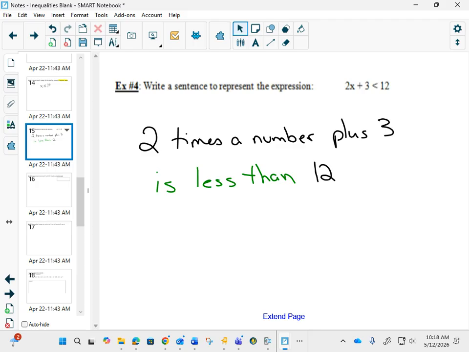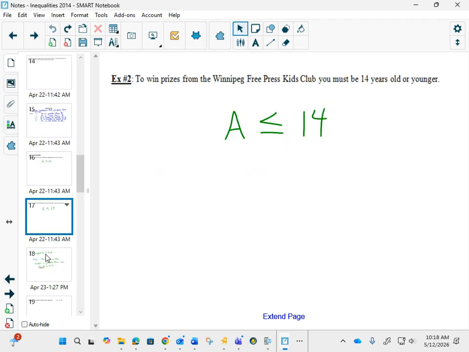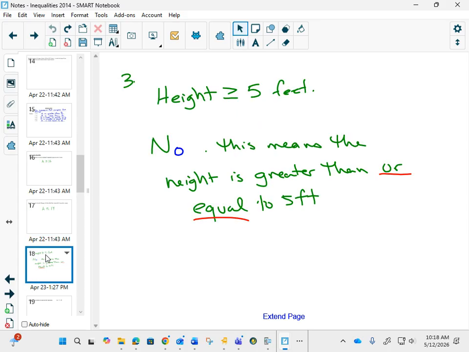Example 3 says to ride the roller coaster at the fair, you must be more than 5 feet tall. Don't be looking at me, people. The sign at the entrance had the expression height greater than or equal to 5 feet. Is this correct for the inequality? Explain. So here I've got the explanation written out for you. I am in fact greater than 5 feet.